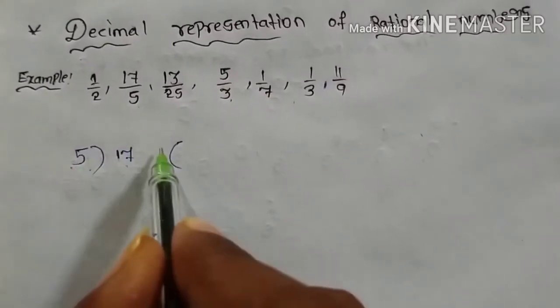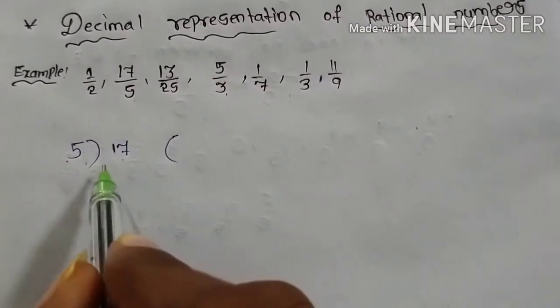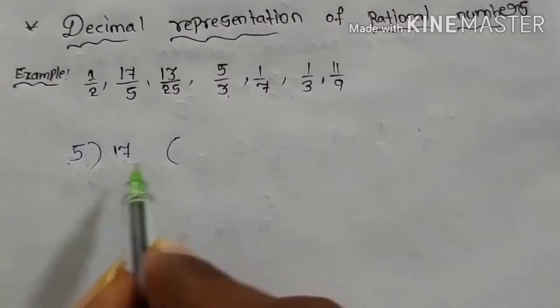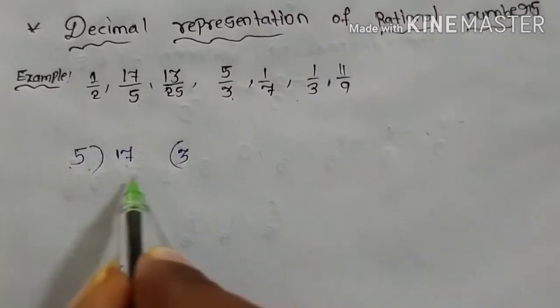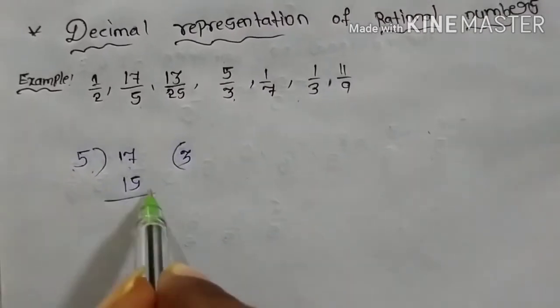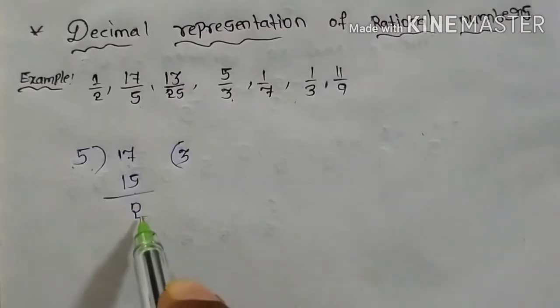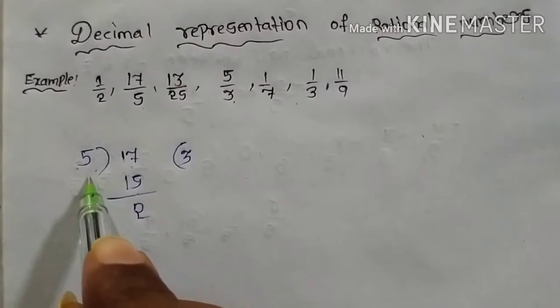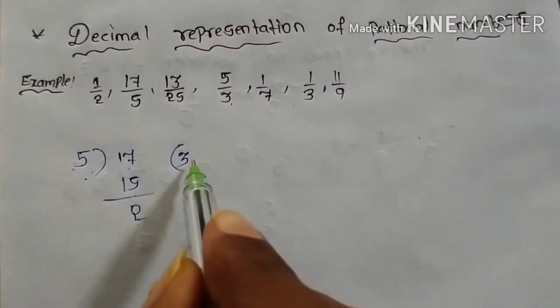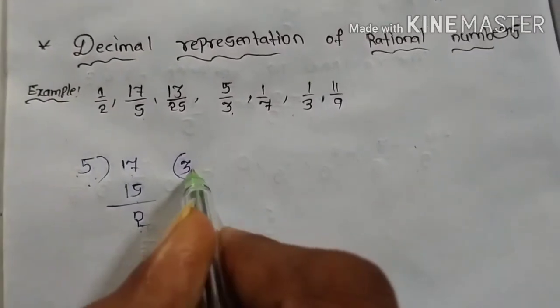You know that 5 1 is 5, 5 2 is 10, 5 3 is 15, 5 4 is 20. So don't take 4 times, you can take only 3 times. 5 3 is how much? 15. The remainder is how much? 17 minus 15, you will get 2. Once you observe here, 2 is less than 5 or not? Yes. So you can put a decimal point here.